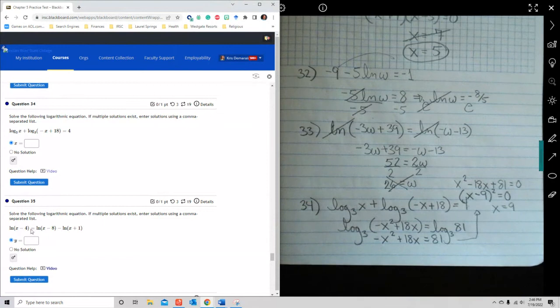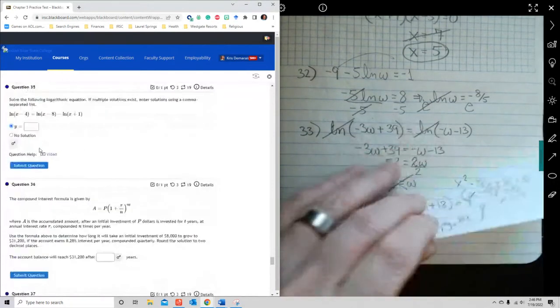So we double check 9, and it looks like it fits in the domain restrictions. So the answer, oops, that's not the answer we're looking for. Did I just do the wrong one? I was supposed to do, yeah, I did that one. Okay, I just clicked on the wrong one. So 9 is for number 34, and that's correct. That's how we solved it.